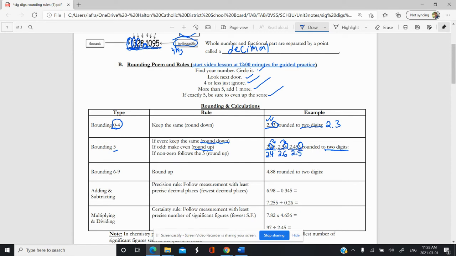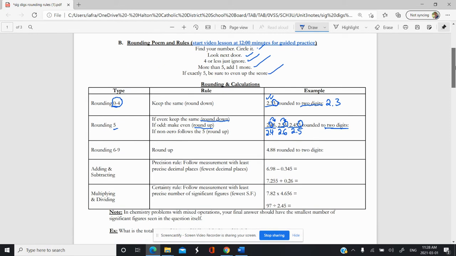So if I didn't have anything afterwards, you just leave it at 2.4. But since I have that digit there, 2.5. Rounding up. So if you're rounding from 6 to 9, you just round up.